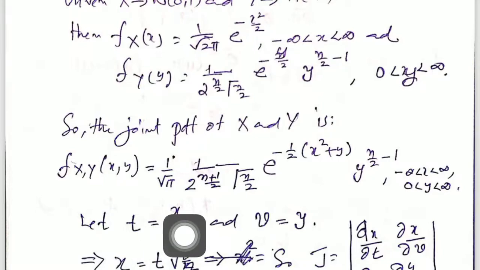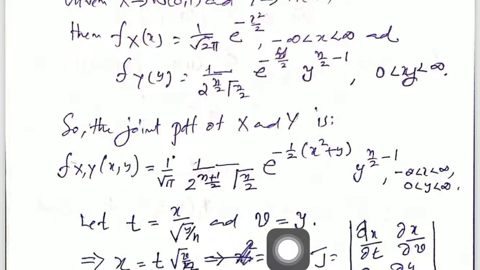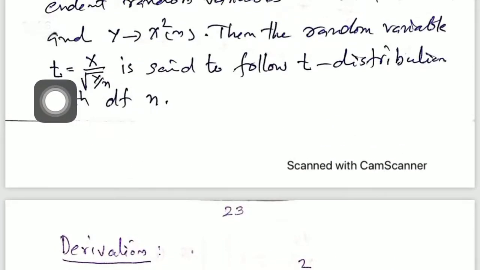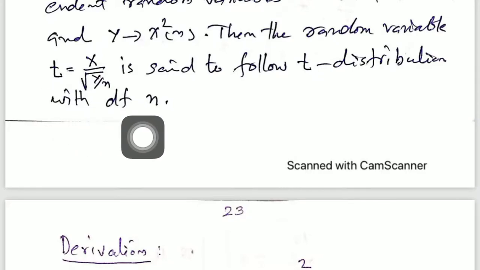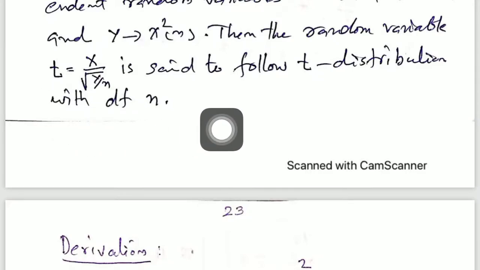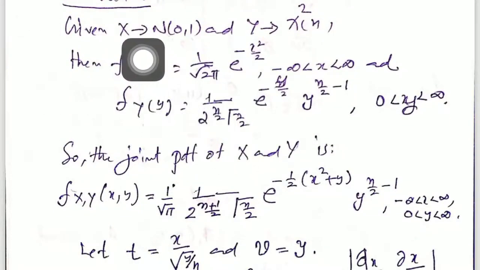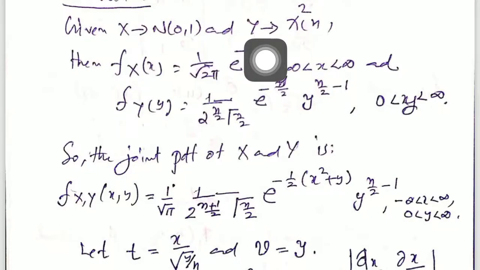In fact you can use capital T here. Capital T is equal to capital X divided by root of capital Y by n, and capital V equal to capital Y. But I take the values assumed by those random variables, that is why I am using the small letters. Now x and y are independent as per the definition of the t distribution.